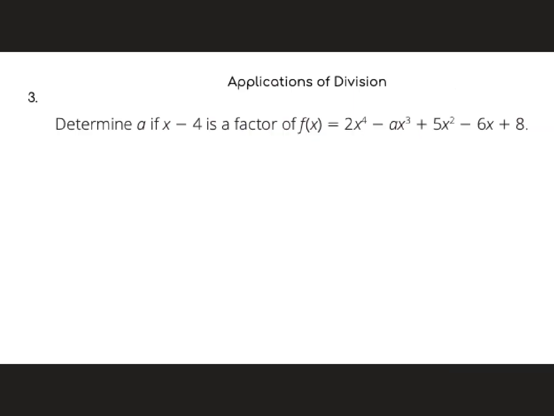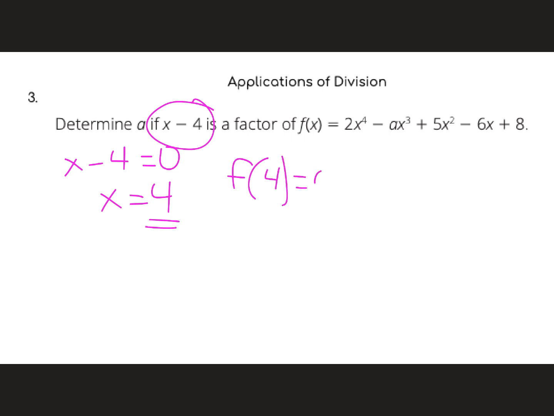Determine A if x minus 4 is a factor. That sounds scary. There's a couple ways to do this. To me, one of the easier ways would be to say, if x minus 4 is a factor, that means 4 is a 0. So that means f of 4 equals 0. So let's go ahead and plug 4 in for x everywhere we see x.